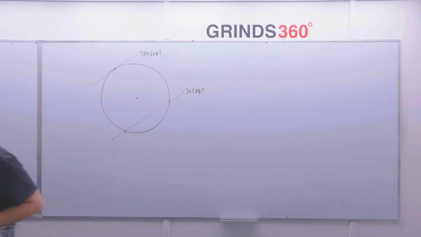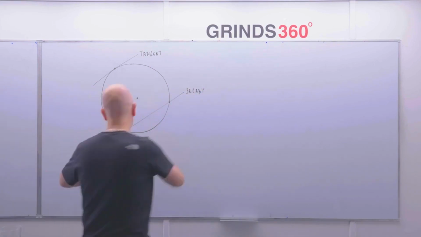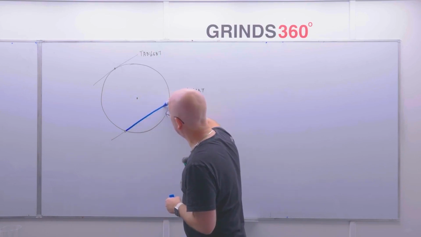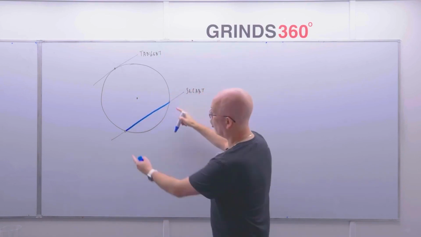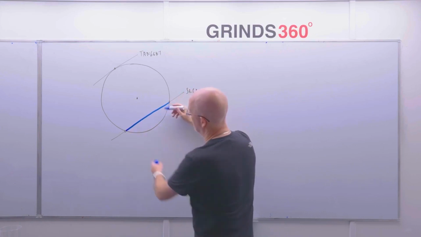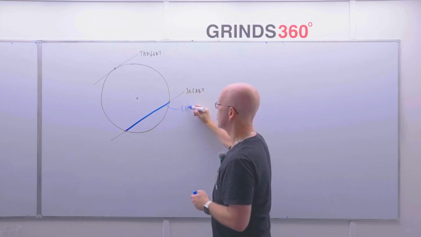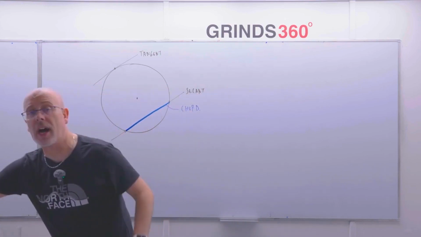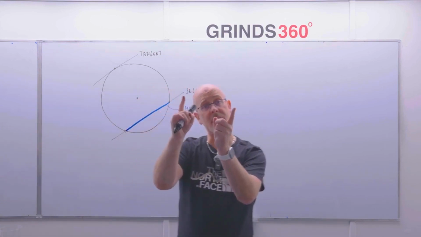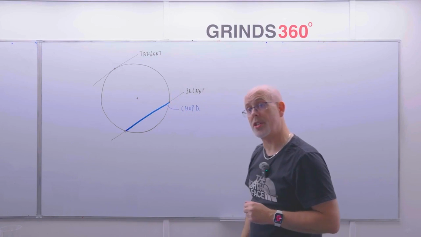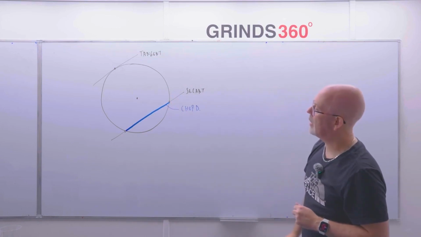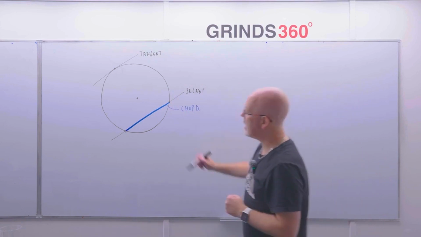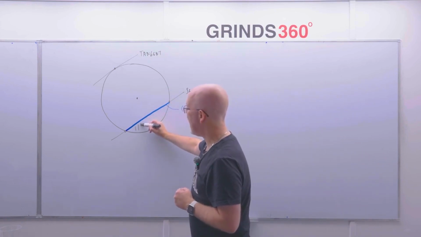And this part of the secant here, the part of the secant that lies inside the circle, that joins the 2 points where the line intersects the circle, that line there, remember, is called a chord. Okay, so that blue line there is a chord. So the whole line is a secant, but the little piece of that line that lies inside the circle is called a chord. It's a line that joins 2 points on the circumference of a circle, right? That's a chord.